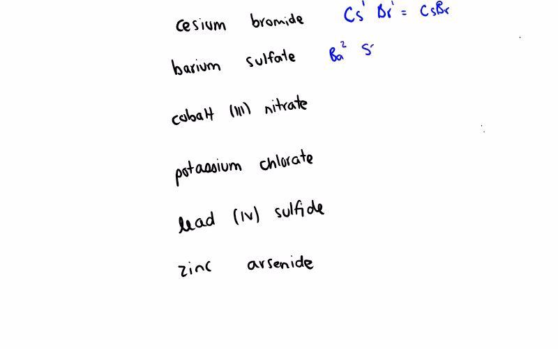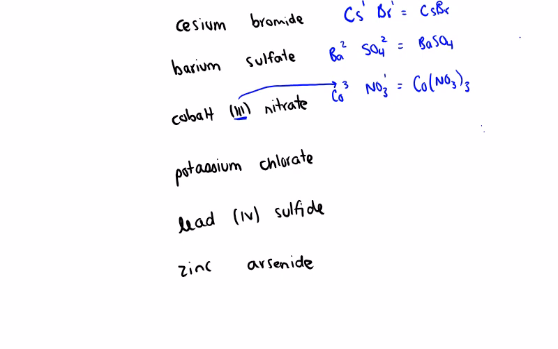Okay. Barium sulfate. Barium is Ba with a 2. Sulfate is SO4 with a 2 as well. So I would have BaSO4. Cobalt 3 nitrate. So cobalt is Co. It has a 3 from our oxidation number, our Roman numerals. Nitrate is one you have to know from your brain, NO3 with a 1 charge. So my formula is Co(NO3)3.